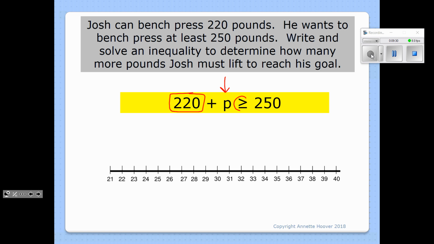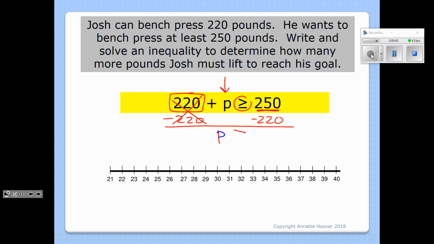So this is the minimum of what he wants. So this number is going to be greater than or equal to 250 because he wants something more than that. So here we isolate the variable. The variable's on the left side. So we're going to subtract 220 on both sides of the equation.